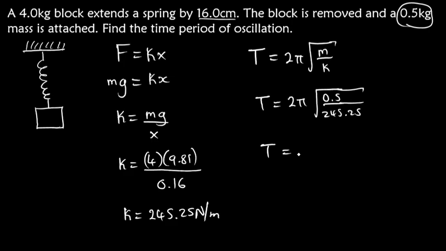Times 2 pi. So I'm getting 0.28. So period is 0.28 seconds. So there we have it.